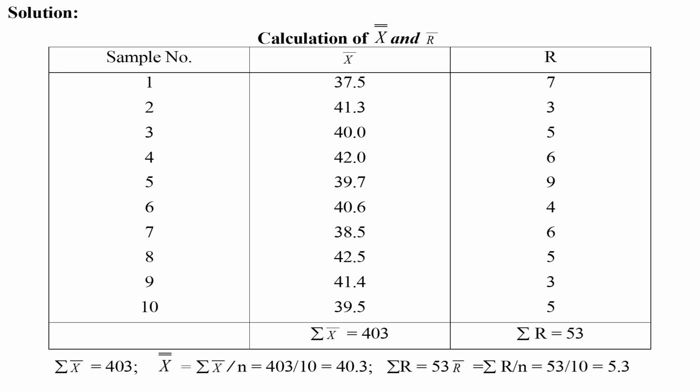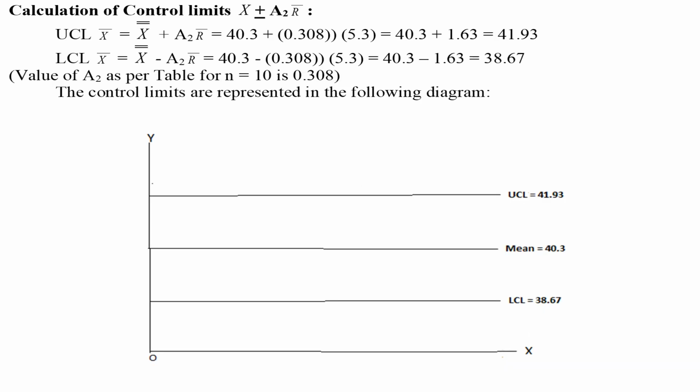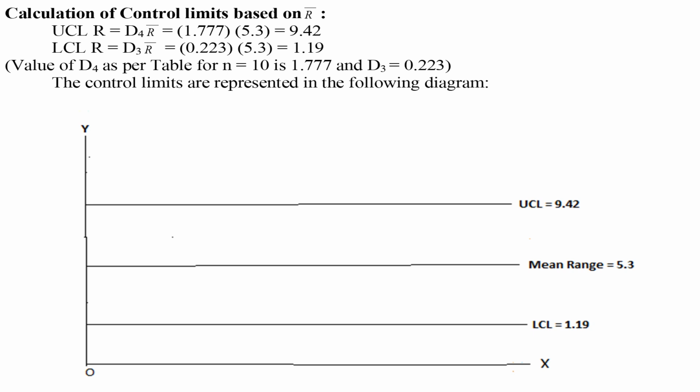Sum of the values given in column 2 and 3 should be calculated. The average of these values are called X double bar, that is grand mean, and R bar. On the basis of these values, upper control limit and lower control limits can be calculated as follows. The control limits are represented in the following diagram.